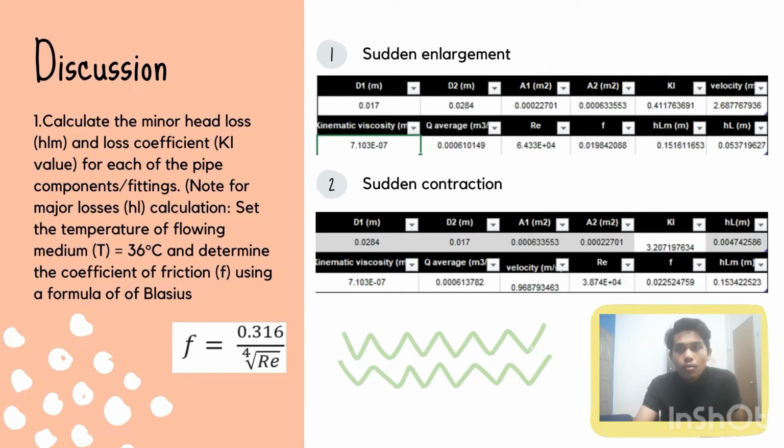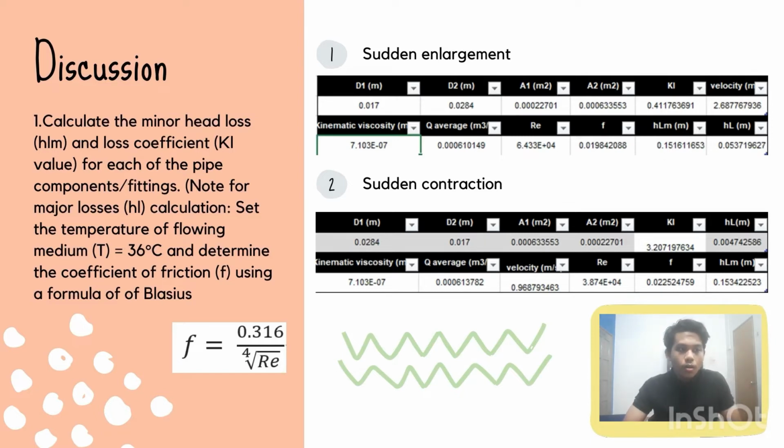So to find the area, we need to find the diameter first. It is given in the table, the outer diameter D1 and the outer diameter of D2. So we need to find the inner diameter, so we subtract the thickness of the pipe, and thus we can find D1 and D2. From D1 and D2 we can also find the areas A1 and A2. So from there we can find the loss coefficient KL, and its unit is dimensionless.